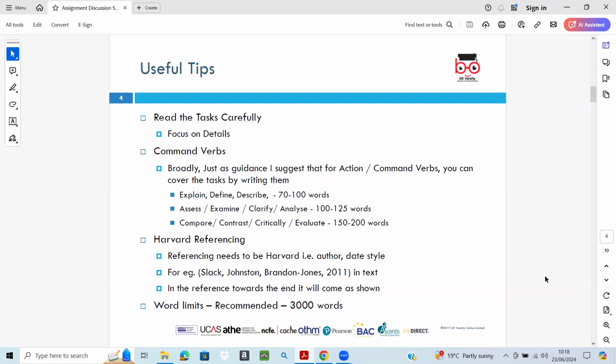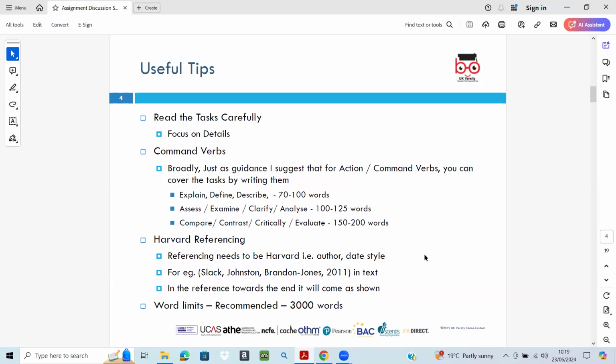So they have given us an example. For example, if we need to explain, define, or describe, then it should be a minimum of 70 to 100 words. If we have assess, examine, clarify, or analyze, it should be 100 to 125 words. Then if we have compare, contrast, or critically evaluate, it should be 150 to 200 words. So these all are the command verbs.